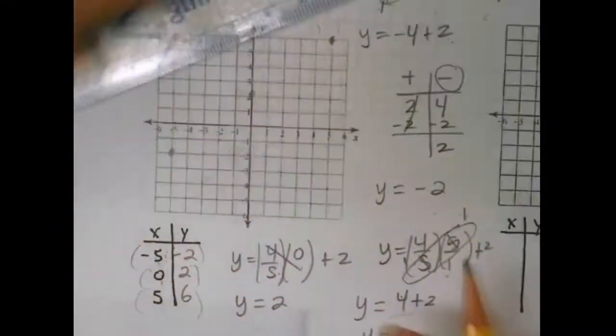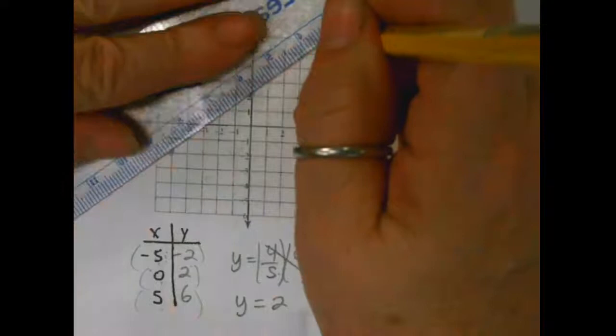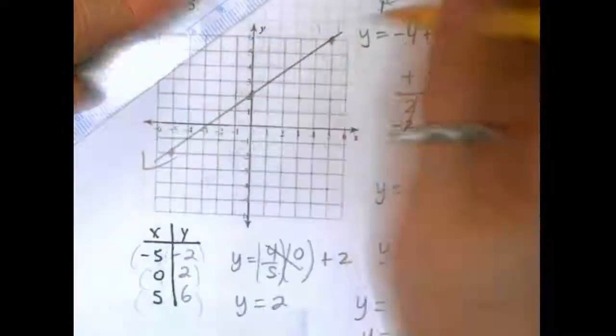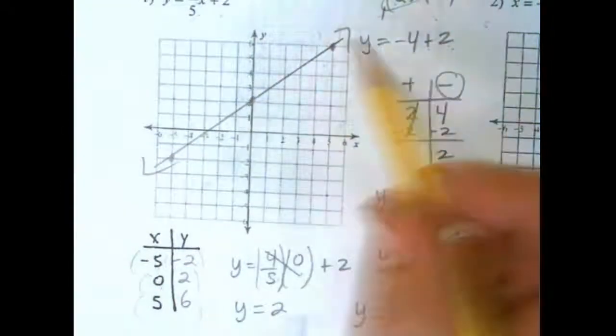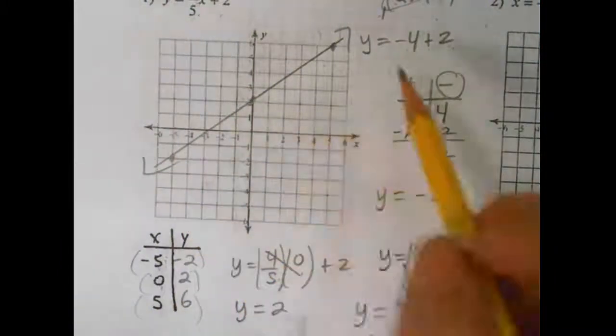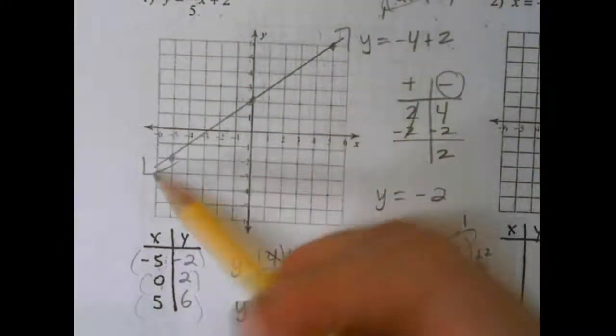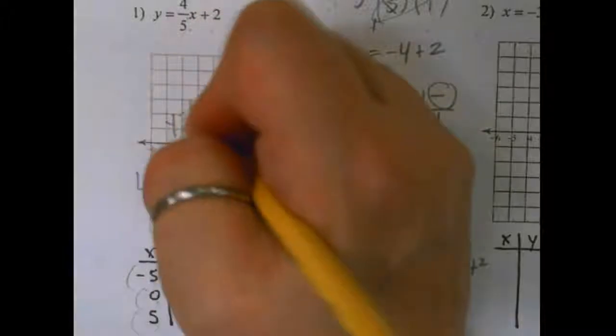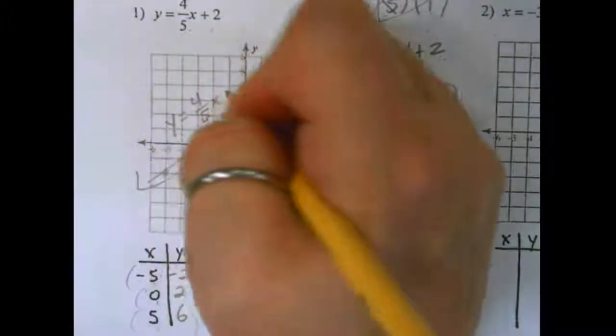So I'm going to take my straight edge. Draw my line from end to end. Add my arrows. And then label it y equals 4 over 5x plus 2.